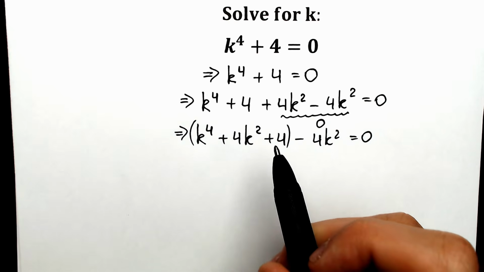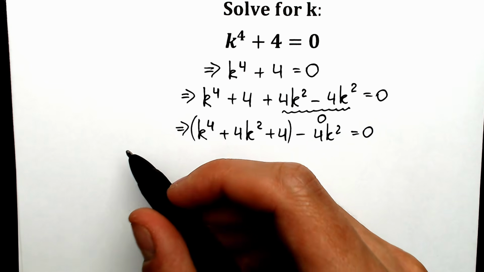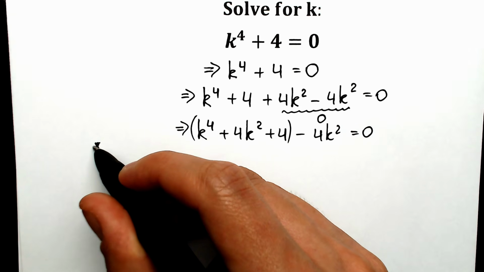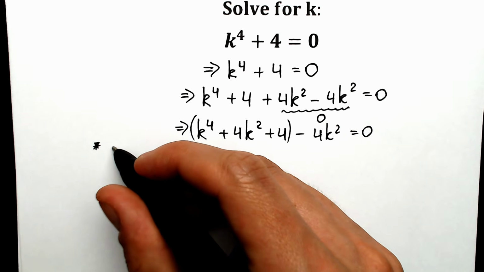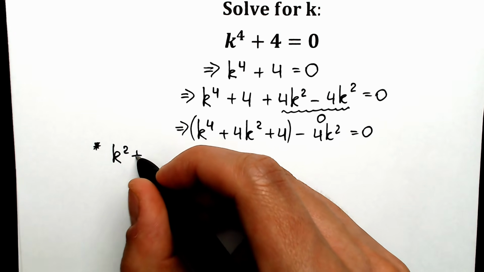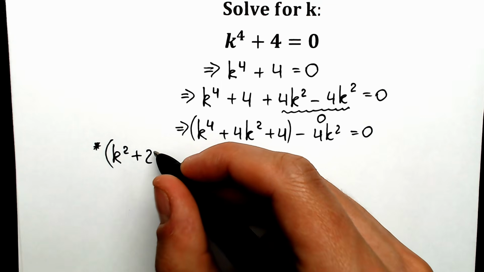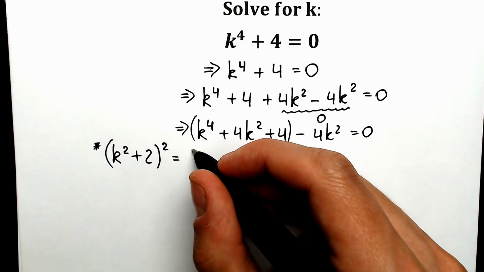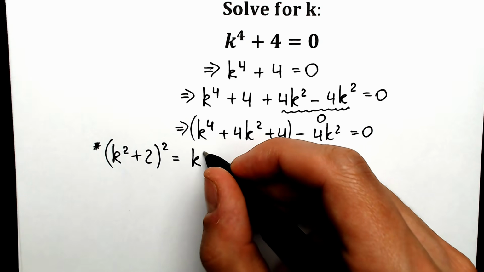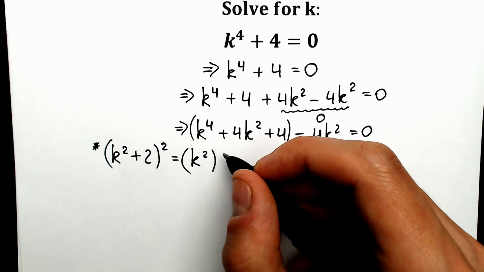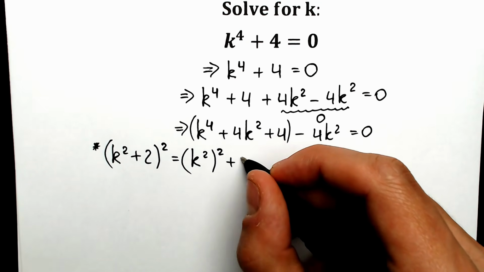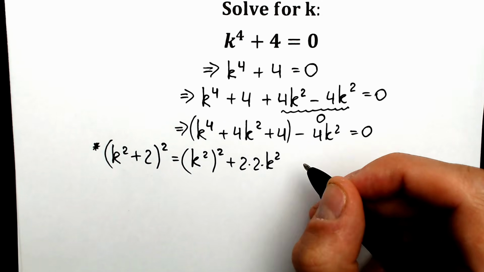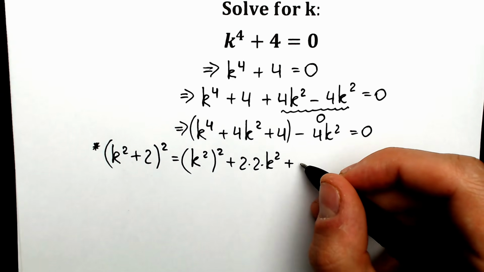And right now, let's look closely at this expression. I'm going to write it on the left side. So this is not our solution. I just want to raise k squared plus 2 to the power 2. So what do we have as a result? k squared to the power 2 plus 2 times k squared and plus 2 squared, so plus 4.